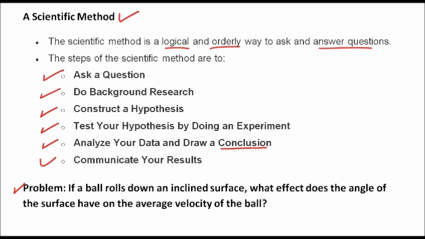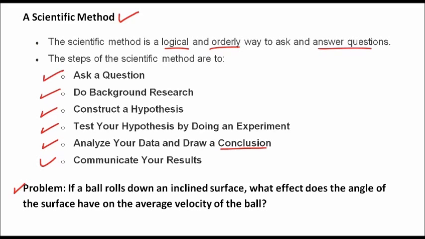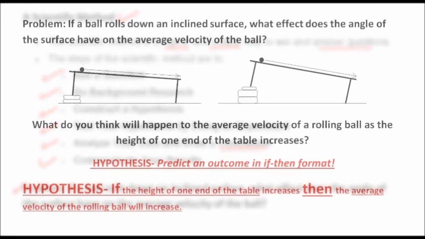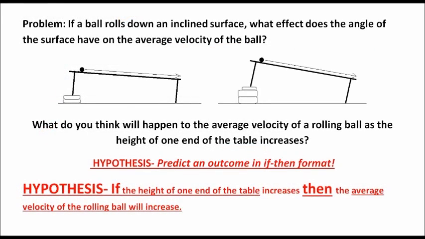And that's where we are in this lesson, and that's what we're going to do. We're going to look at this problem. If a ball rolls down an inclined surface, what effect does the angle of the surface have on the average velocity of the ball? And we're going to look at how a group of 10 students, 10 imaginary students, might approach this problem, use the scientific method, and solve this problem. And in doing that, we will learn all about the scientific method and how to use it to solve our own problems.